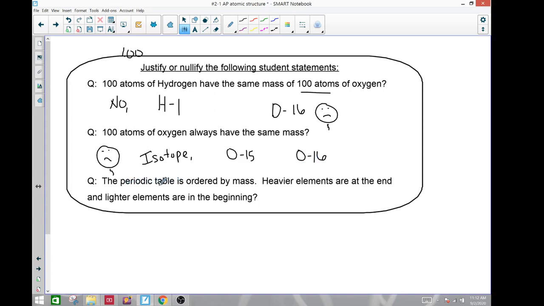The periodic table is ordered by mass. Heavy elements are at the end, lighter elements at the beginning. Okay. Once again, this is a no. They're ordered by protons, and you might find some slight variations in the weights. Typically speaking, this is due to nuclear stability.